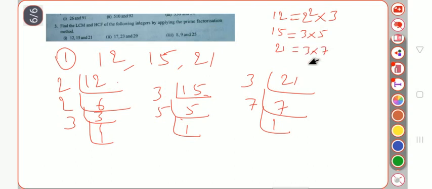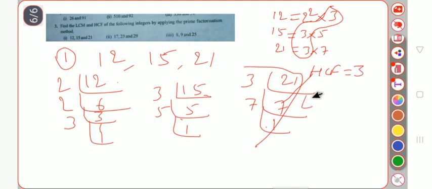So what is the HCF? HCF is all the common factors. So what is common here? The common factor in all three is 3. This 3 I have circled, so the HCF is 3.